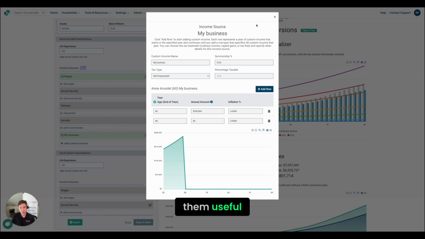I hope you find them useful. They've been requested by a lot of advisors, so I know there's a lot of demand for tuning these projections to a greater degree and using again the strength of the underlying tax engine to know that you have the confidence that the tax cost of these different things are going to be captured and calculated properly.